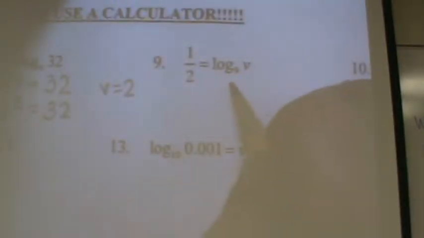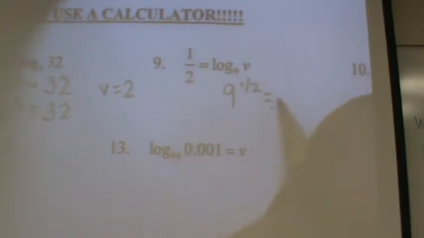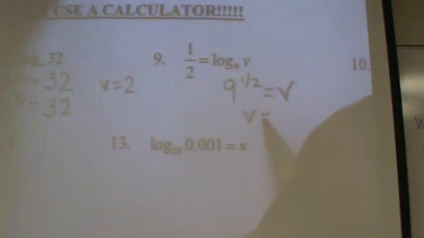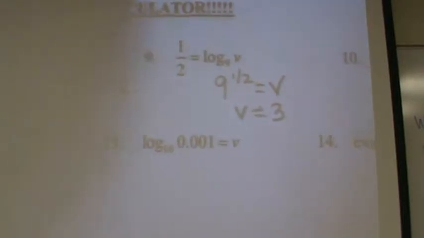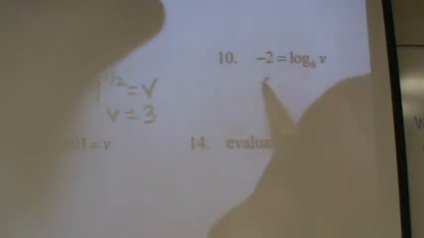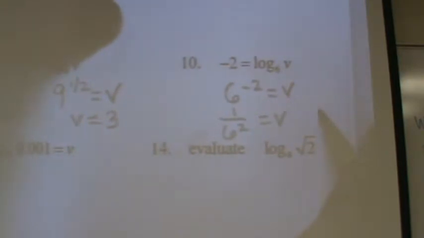Next one. Convert it. 9 to the 1/2 power, what does that mean? We just did it. Square root of 9, so it's 3. Number 10. 6 to the negative 2 power is v, or 1 over 6 squared is v, or 1 over 36. Good.